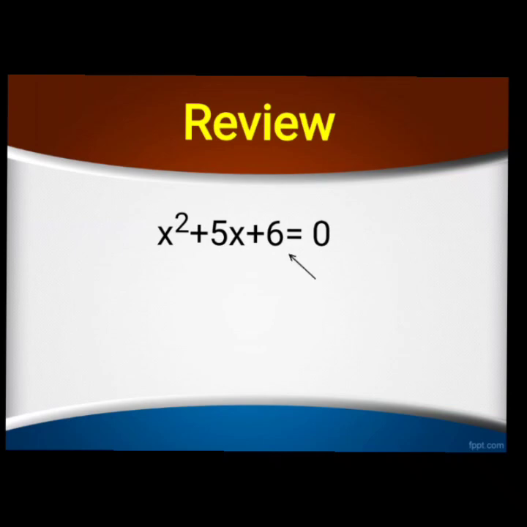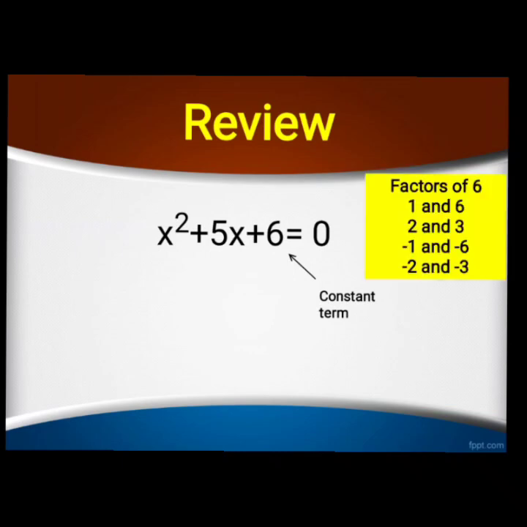Let us solve. First is to identify the constant term. The constant term is 6, so we are going to get the factors of 6. The factors of 6 are 1 and 6, 2 and 3, negative 1 and negative 6, negative 2 and negative 3. Let us proceed with the middle term. The middle term is positive, so among those factors, we are going to choose the factors which, when we add, the answer is 5. And that is 2 and 3.